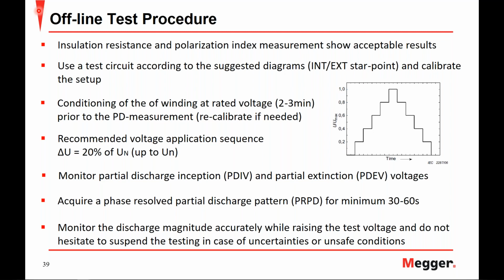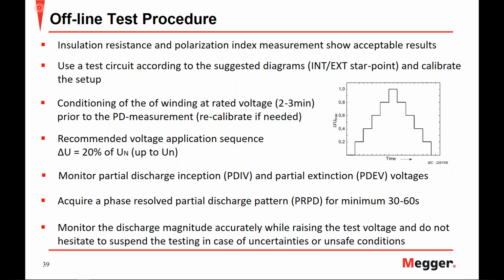As far as the voltage application sequence, it's recommended to apply the voltage in steps of 20% of the rated voltage up to the rated voltage. So for instance, if it was 10 kV, you'd go in steps of 2, 4, 6, 8, finally 10 kV, and then back down 8, 6, 4, and 2 kV as your applied voltage sequence.